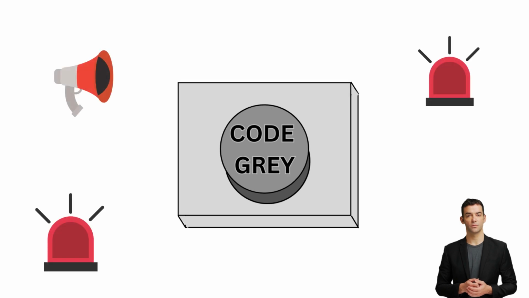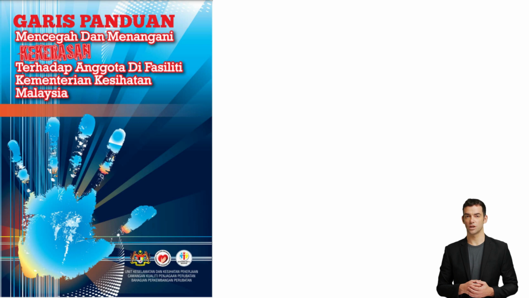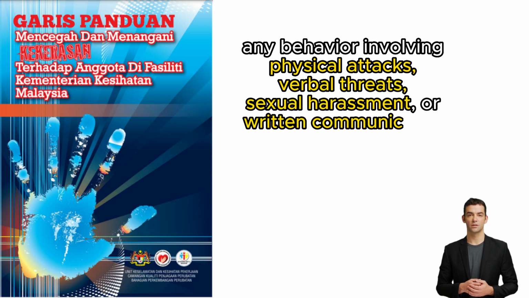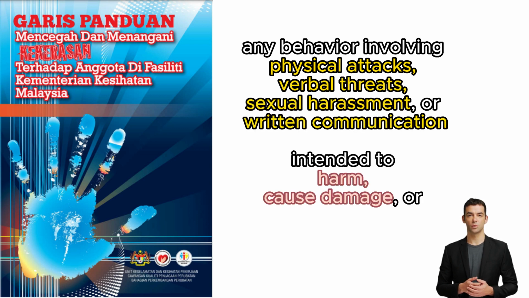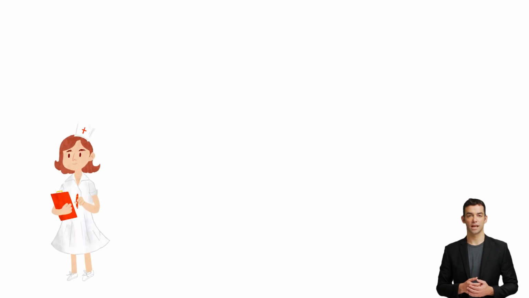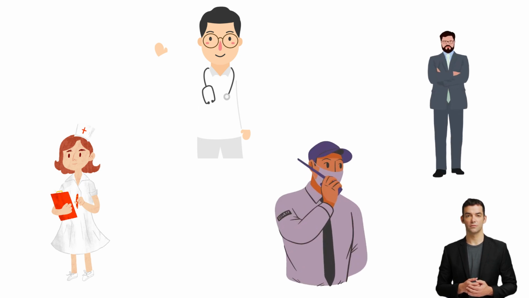Code gray is an important emergency response protocol used in our hospital in managing violence towards healthcare workers. According to the Guidelines for Managing and Preventing Violence Against Healthcare Workers by KKM, violence refers to any behavior involving physical attacks, verbal threats, sexual harassment, or written communication intended to harm, cause damage, or inflict psychological harm on the victim. Code gray is an emergency code that activates a well-trained and professional team to respond and handle any harmful incident, or potentially harmful incident, to ensure the safety and well-being of healthcare staff, as well as others.